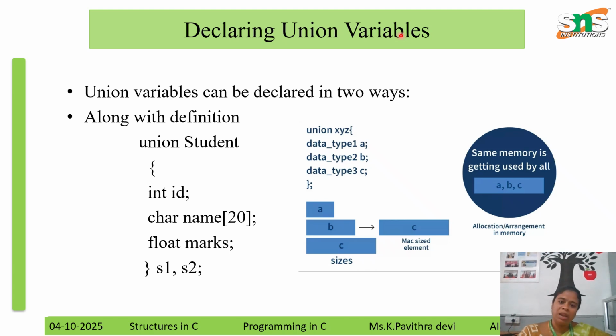A union variable can be declared after or along with the union definition. Each union variable has memory equal to the longest member. Writing to one member overwrites the value of the previous member. Here we collect the student's record: student id, character name, float. Here the union variable names are s1 and s2.